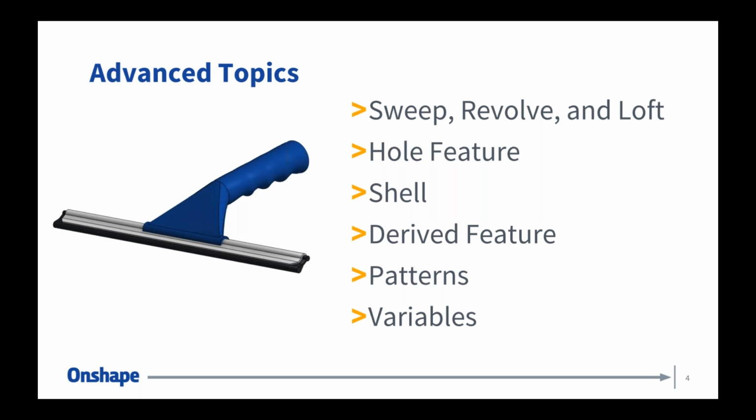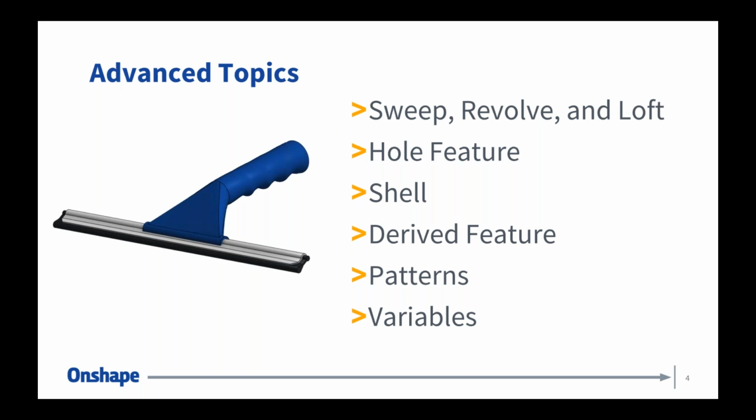We're going to take that to the next level with, of course, sweep, revolve, and loft, the 4 commands that you need: extrude, revolve, sweep, and loft. But then we're going to get into other commands: hole feature, shell, derived feature, patterns, variables, all the things that you really need to really start digging into part modeling. So that's the topics for today.